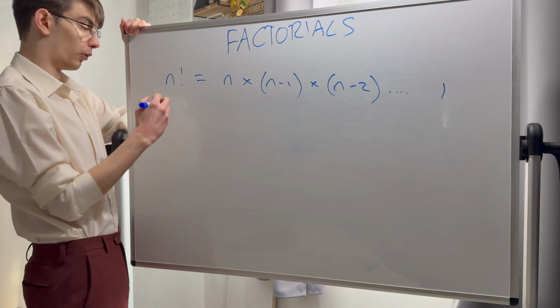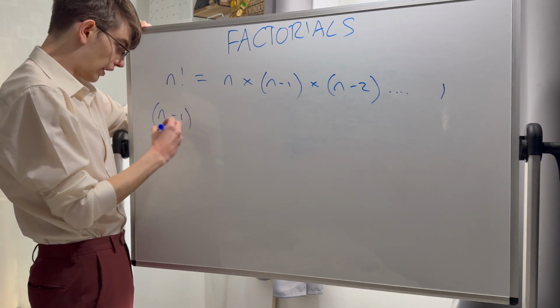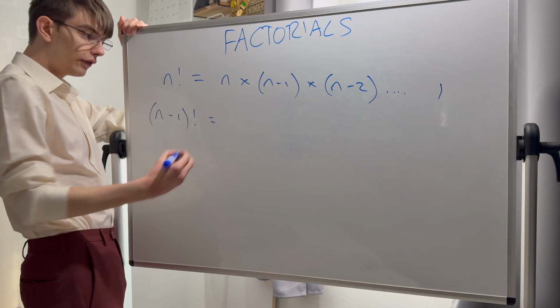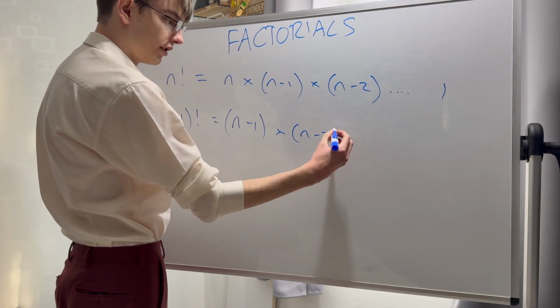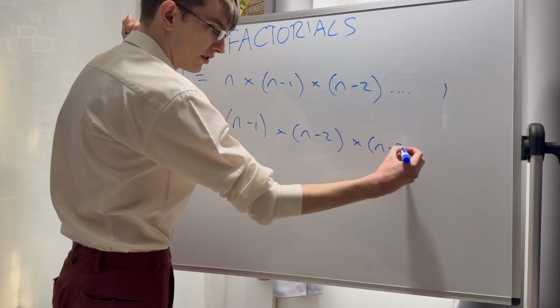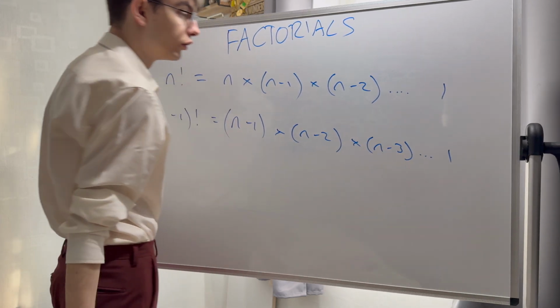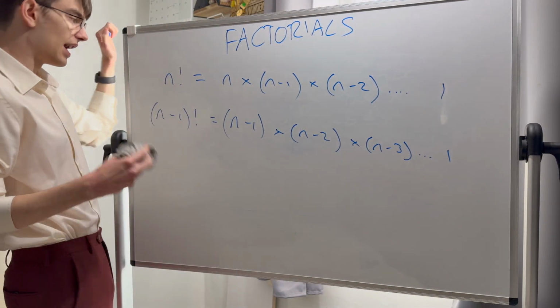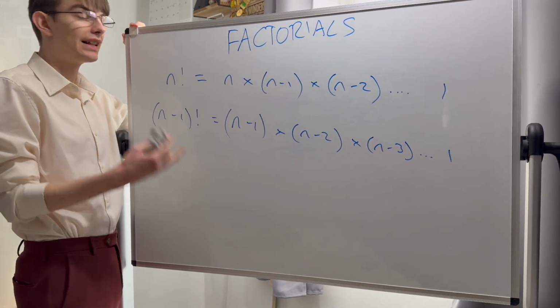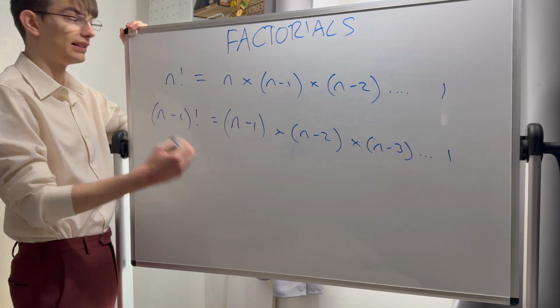And this is very important, because we can also then note that (n minus 1) factorial is (n minus 1) times (n minus 2) times (n minus 3) all the way down to 1. And just these two statements here, if we remember these, make our calculations a lot simpler.